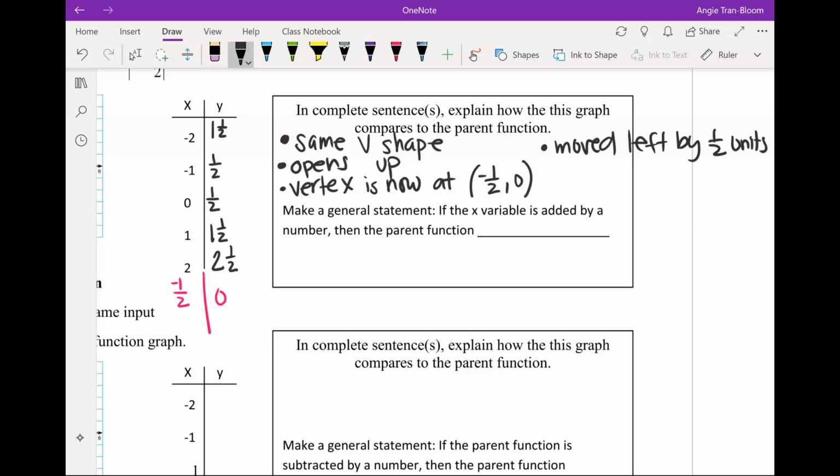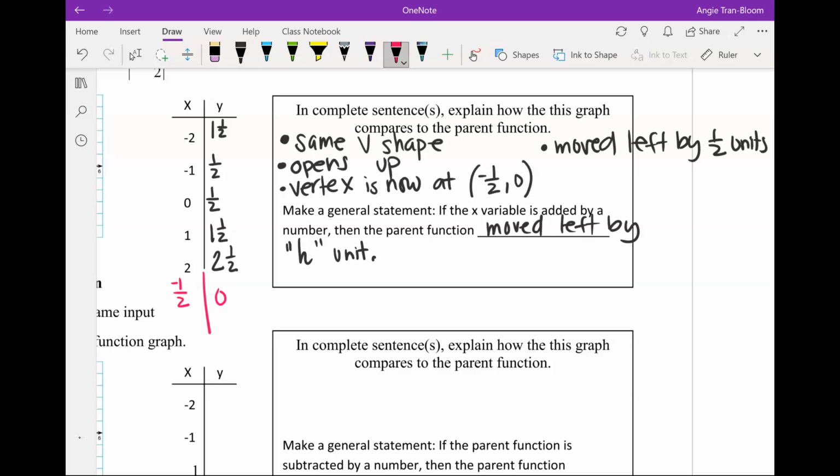Okay. So we are obviously trying to make a general statement for this. If the x variable is added by a number, then we take the parent and we do what? Move left or right? We move left. Then the parent function moved left by, is it an h or k value or an a value? H. By h units. Okay.